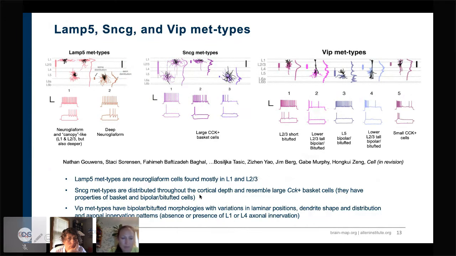And they also have morphological properties of basket and bipolar and bitufted cells. The VIP MET types have bipolar bitufted morphologies with variations in laminar positions, dendrite shape, and the distribution of axonal innervation patterns, interestingly, with either an absence or a presence of a projection to layer 4. So from these analyses, we think that our MET types give us meaningful descriptions of inhibitory cell types in visual cortex.